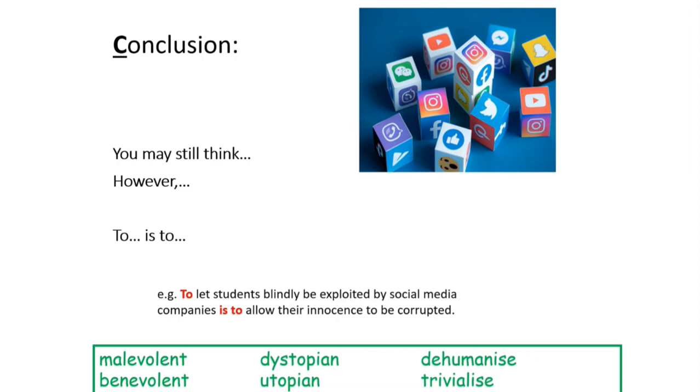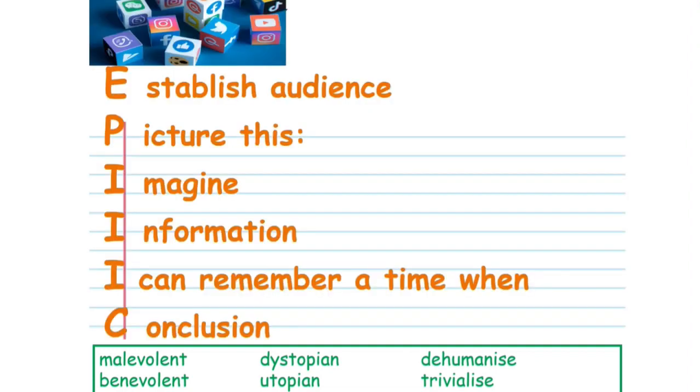Then we end with a one-sentence paragraph. 2 is 2, where you have to fill in the gaps. For example, to let students blindly be exploited by social media companies is to allow their innocence to be corrupted. Notice how we filled in the gaps between 2 and is 2 as a one-sentence paragraph at the end. So just remember, epic with 3 I's. You need to remember what each letter stands for too.